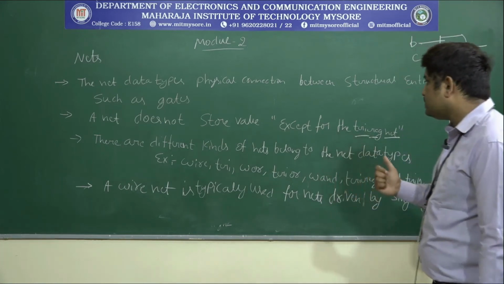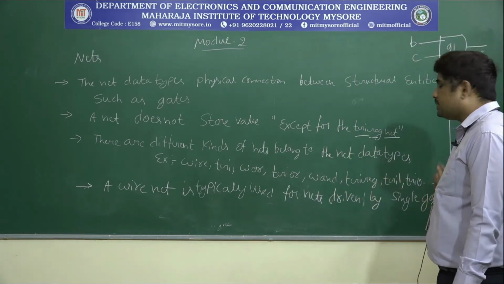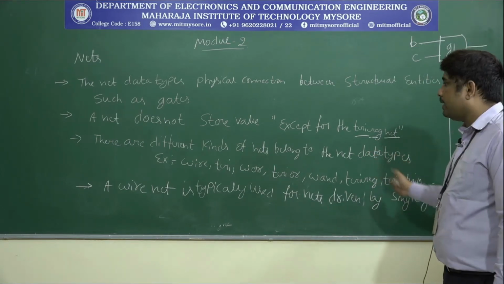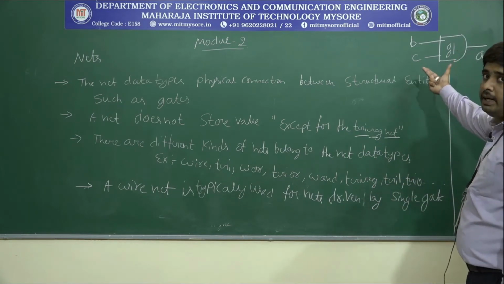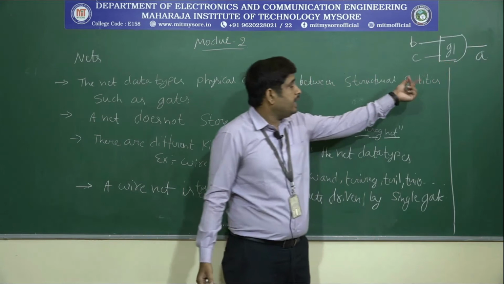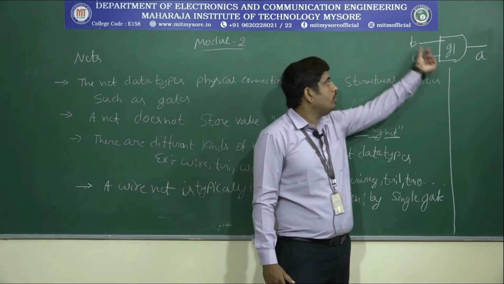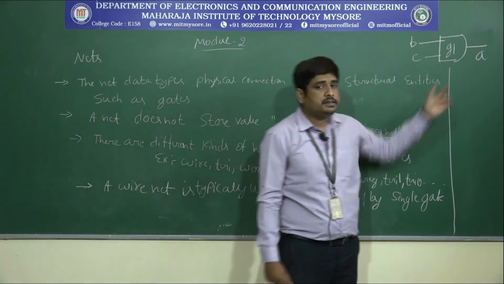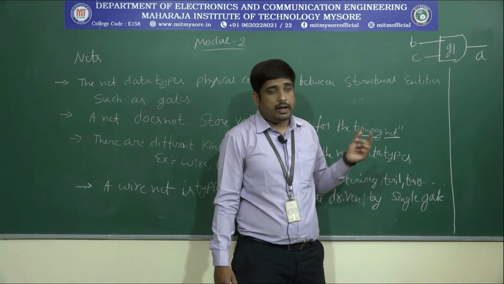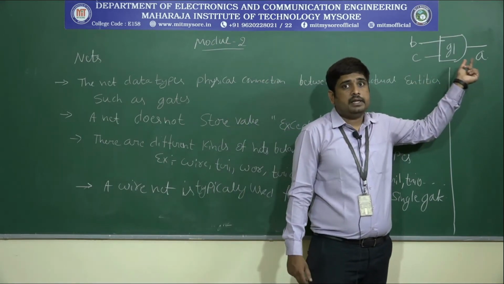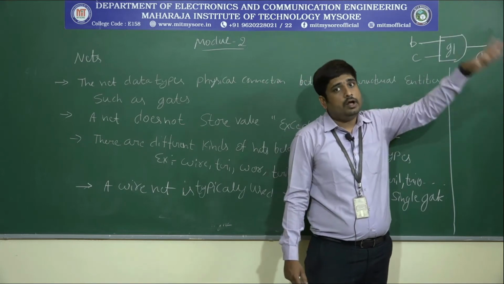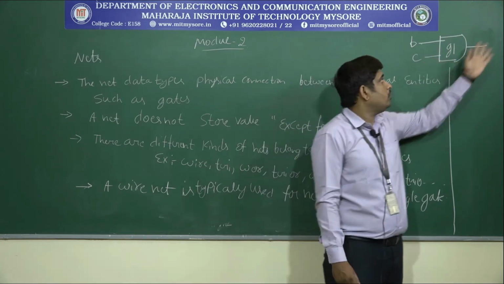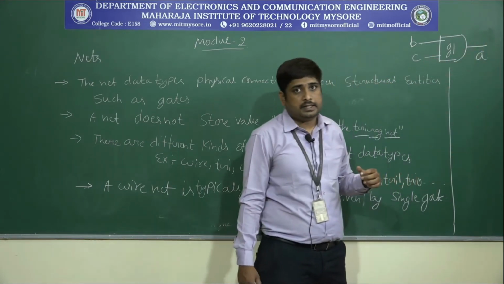Next, a wire net is typically used for nets driven by a single gate. Take one example here. This is a gate symbol, and here the gate has two inputs and one output. B and C are the inputs of that gate, and A is the output. So what is the wire here? A is the wire, because A can be connected to another gate. That's why here A is named as a wire. We can connect another gate using this intermediate signal wire.